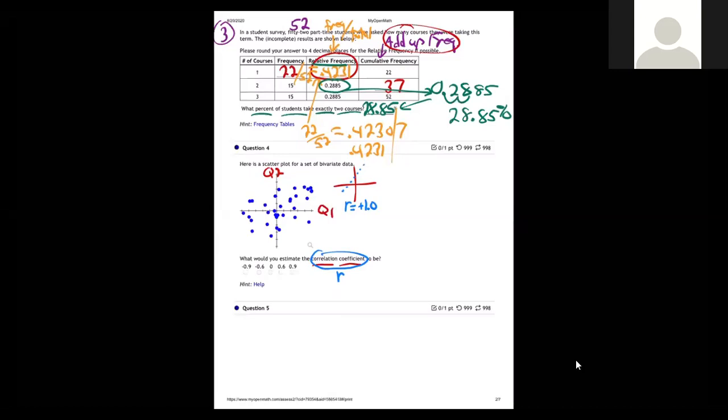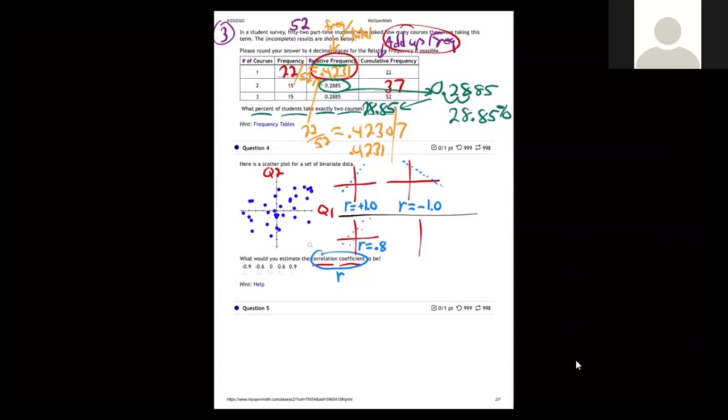Let me give you a display of what's going on. If your dots go down in a perfect line, then we would say your R value is negative 1.0, because it's going down. Whereas if your dots go up, but kind of loosely, not perfectly, we would say maybe your R value is like 0.8.